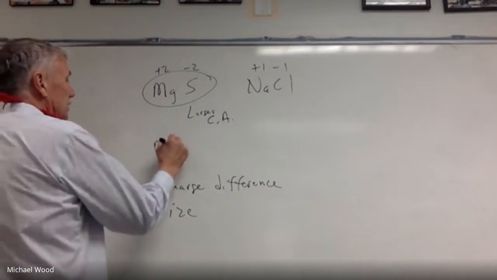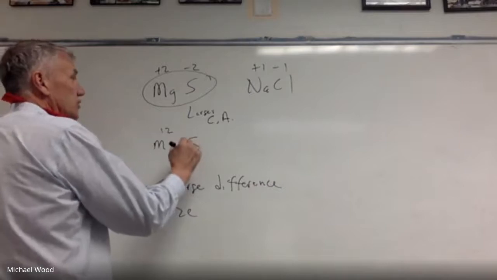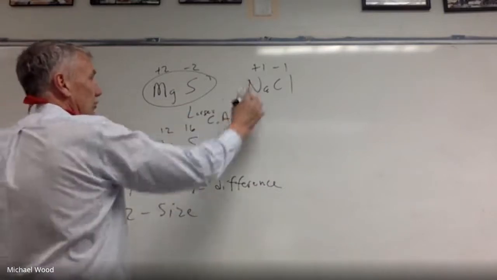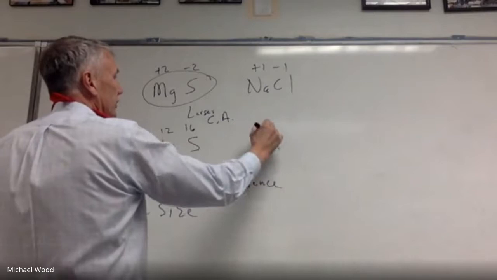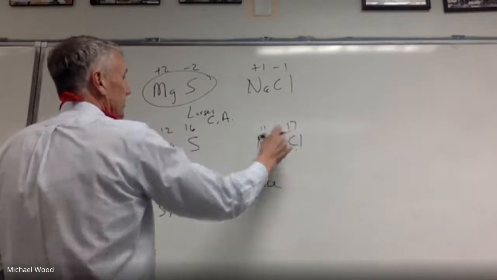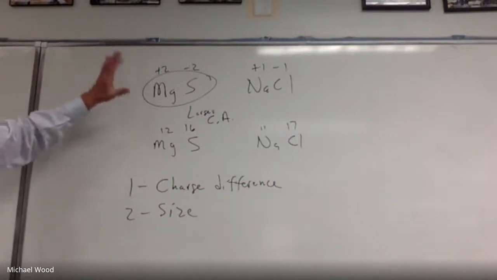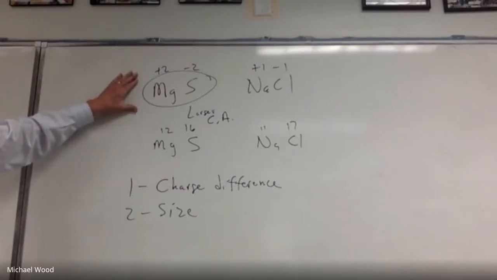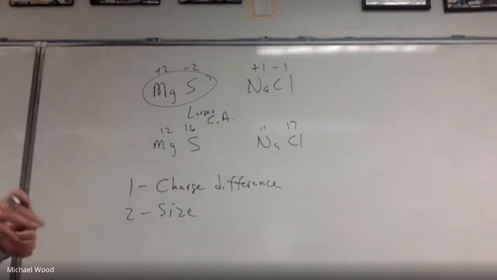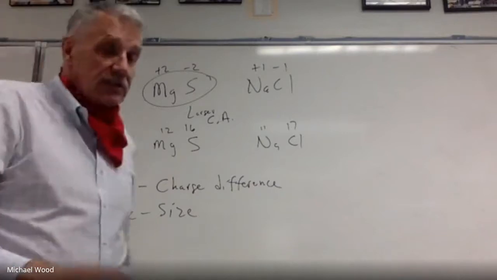Now, if I was going to factor in the size, I just look at the atomic number. So magnesium is atomic number 12. Sulfur is atomic number 16. Over here, sodium is atomic number 11, and chlorine is atomic number 17. So their sizes are about the same. So what's going to make the MgS, the magnesium sulfide, have a larger Coulombic attraction is the difference in charge. And this, again, is definitely fair game for a quiz or test, and it is certainly the same for the AP test as well.